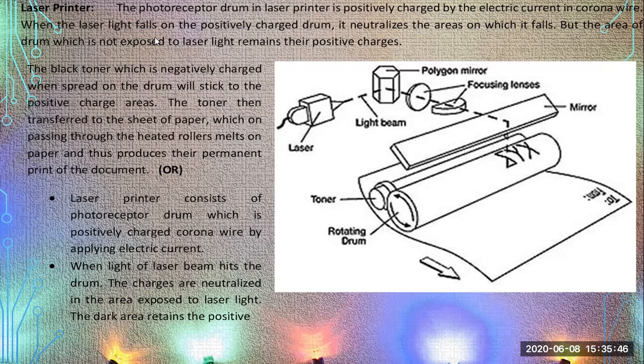When the laser light falls on the positively charged drum, it neutralizes the area on which it falls. But the area of the drum which is not exposed to laser light, their positive charges remain as they are. So look, the laser light is passing through a polygon mirror. It is concentrating this beam of light and focuses it with the help of lenses onto the drum.